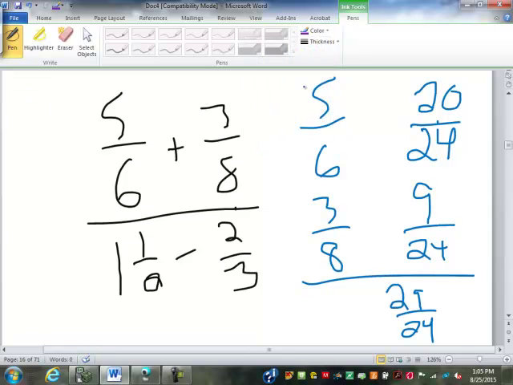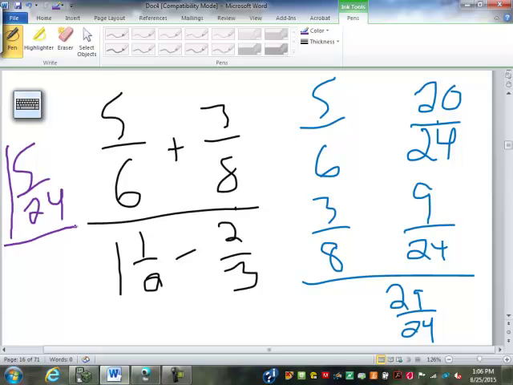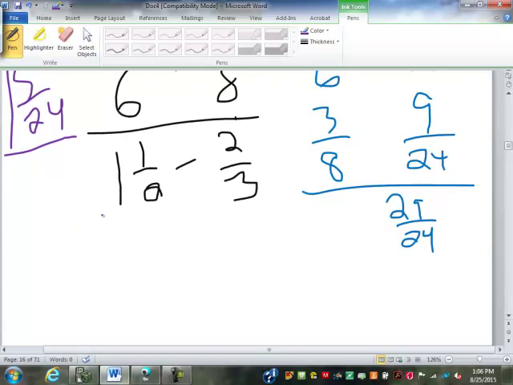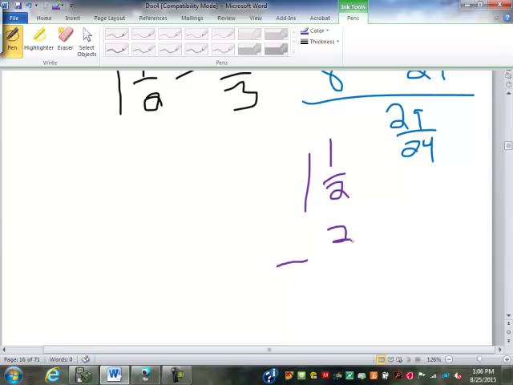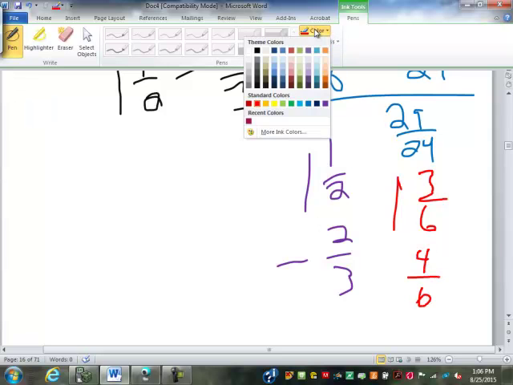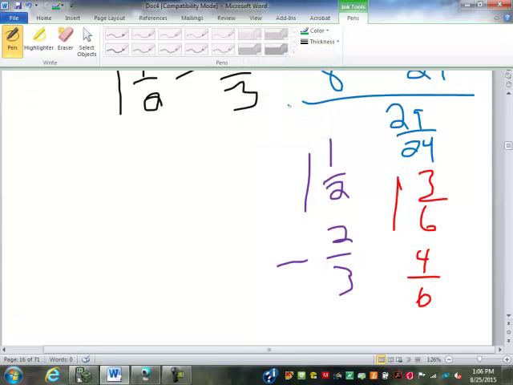So I'm just going to write that up front here. 1 and 5 24ths. Now on the bottom, 1.5 minus 2/3. Once again, we need a common denominator, which is going to be 6. So 1 and 3/6 minus 4/6. What's the problem we run into there? We've got to borrow, right? How many 6ths is this going to become? 9. So 9 minus 4 is 5/6.